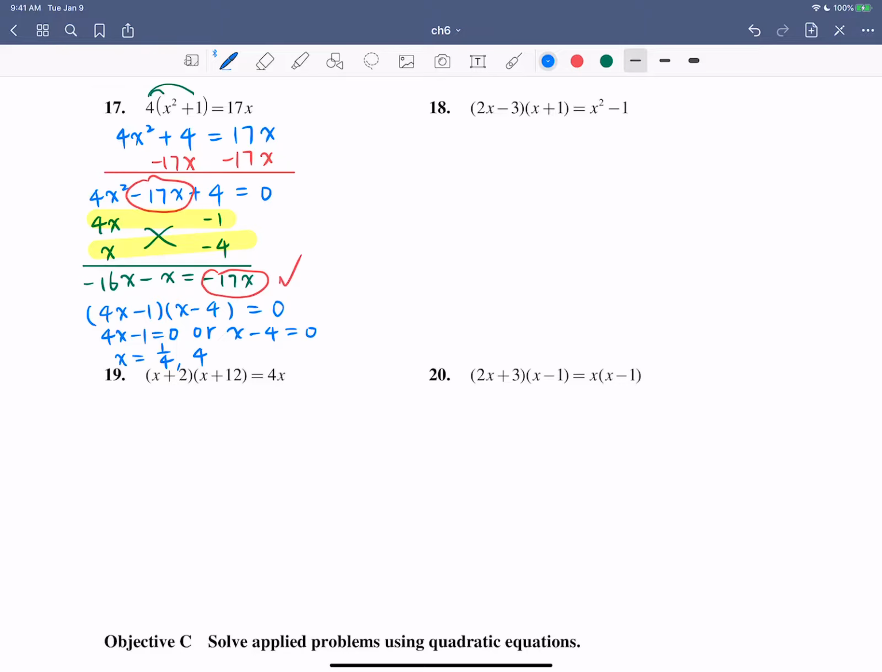Number 19. X plus 2 times x plus 12 equals 4x. Distribute and then move everything to the left-hand side. Combining like terms on the left-hand side, 12x plus 2x, that's 14x, plus 24 equals 4x. And then I'm going to move that 4x to the left-hand side.